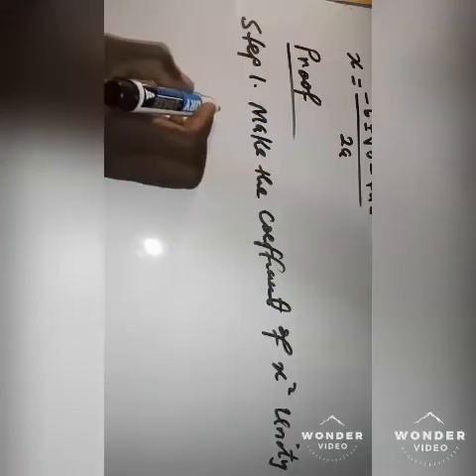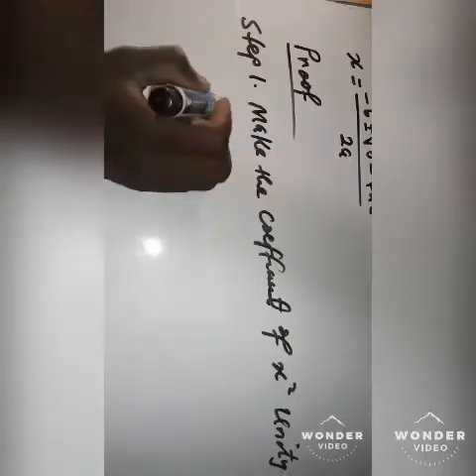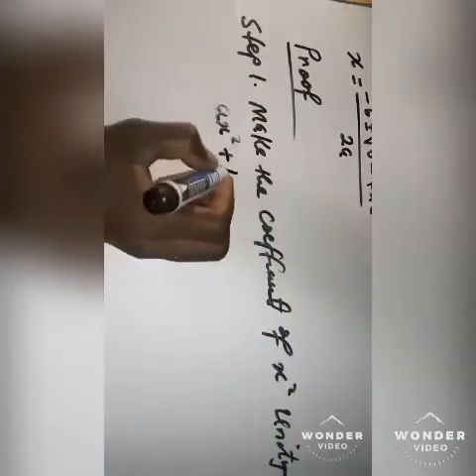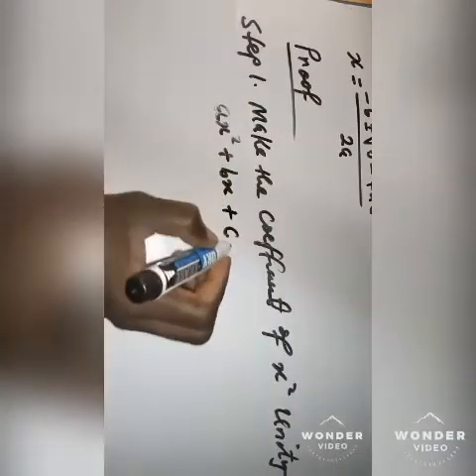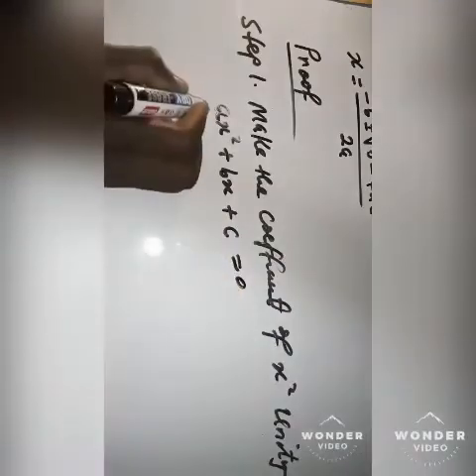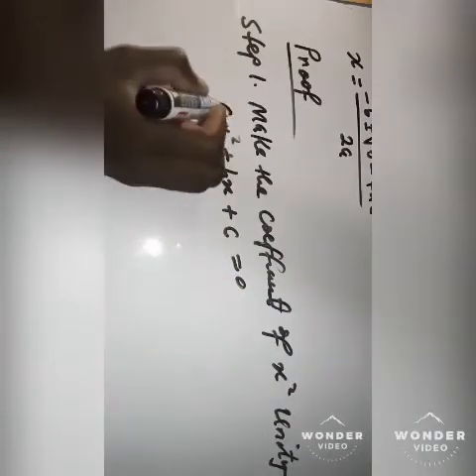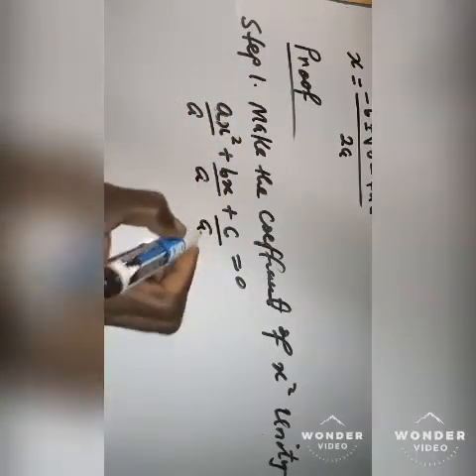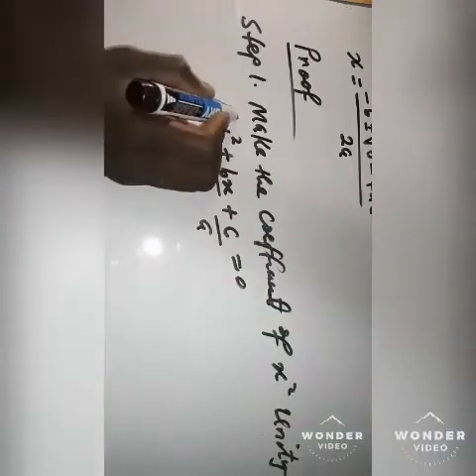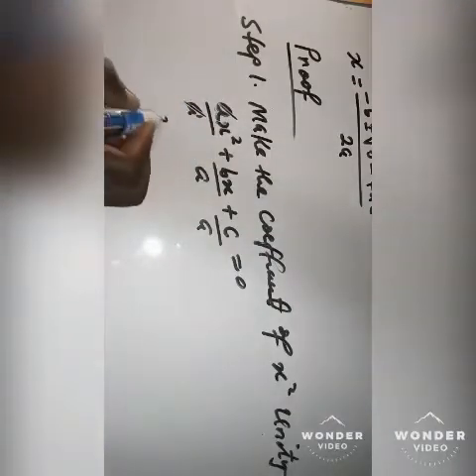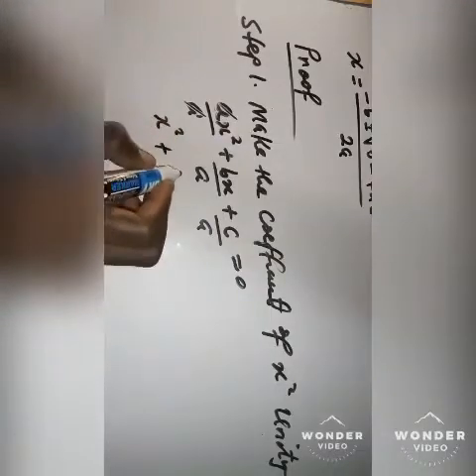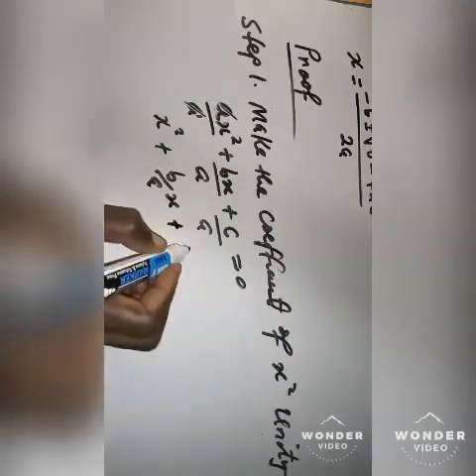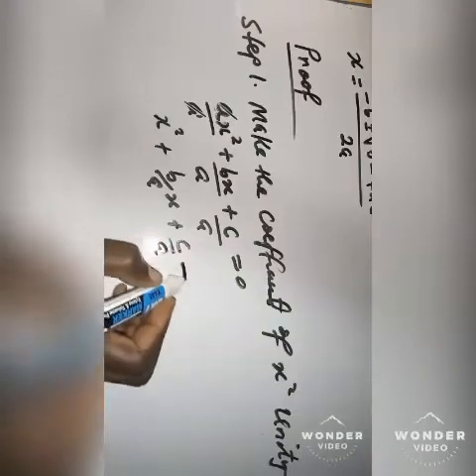So this equation will now change to ax squared plus bx plus c equals 0. We now divide it through by a. It is clear that a will cancel a, leaving us with x squared plus b all over a x plus c all over a equals 0.